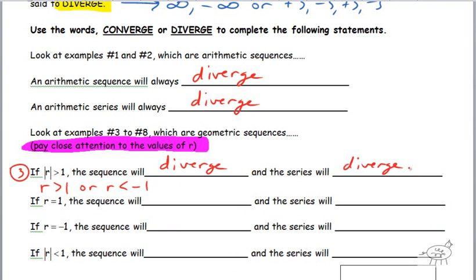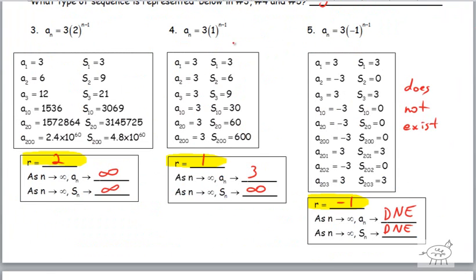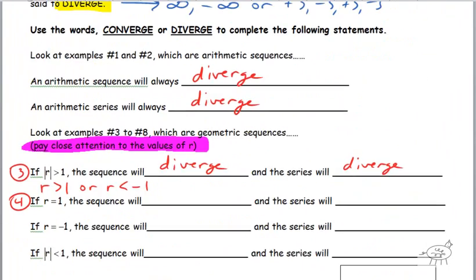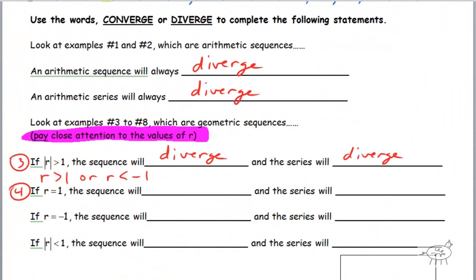Okay? The next one, r equals 1. That's example number 4. Let's go back to it. You can see what's going on is the sequence is actually converging to a sub 1. Do you guys see that? I mean, here's a sub 1 right here. And it's converging to the very first term. All right? And what's going on with the sum? Well, that's diverging. Okay? So I come back to this guy here, and the sequence will, like I said, converge, basically to the first term. And the series is going to diverge.